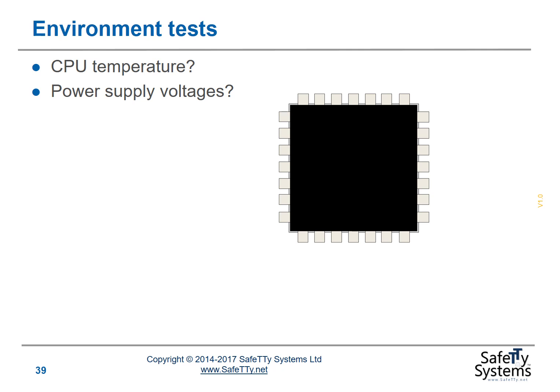Similar concerns arise with power supply voltages. Again, it can be useful if you have multiple processors to be able to have processor A check the power supply and temperature for processor B and vice versa. Again, this is another reason why multiprocessor designs can be particularly attractive in safety-related systems.